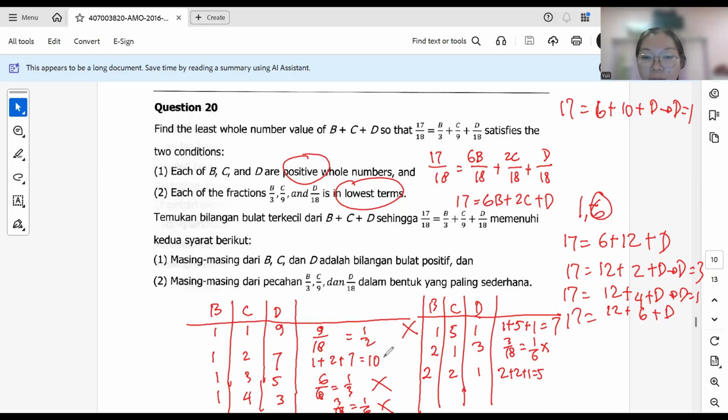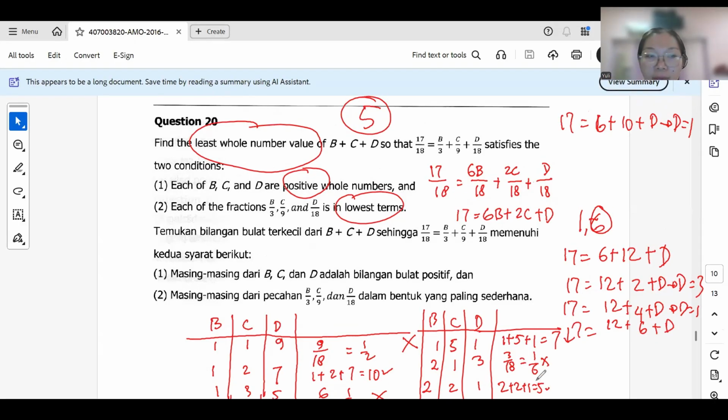So this is the final answer. Because this is 10, this is 7, this is 5. This is the smallest one. So the least whole number is 5. The answer is 5.